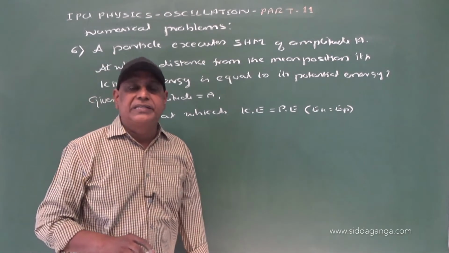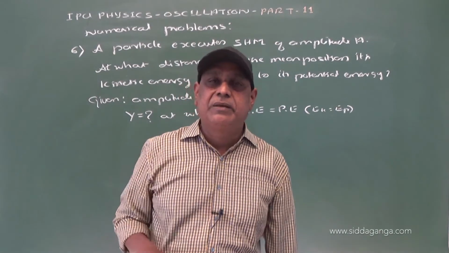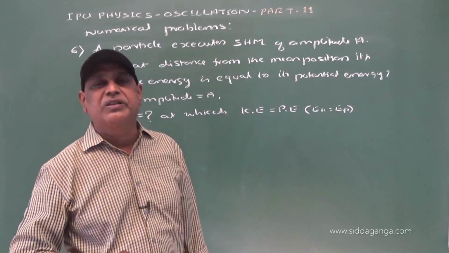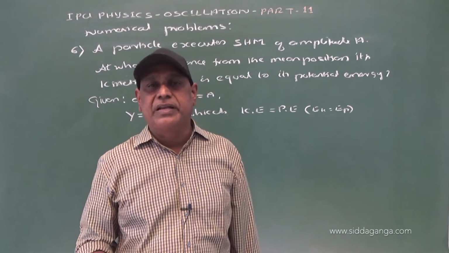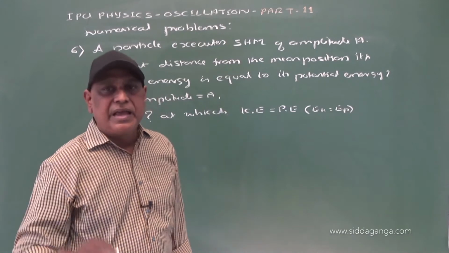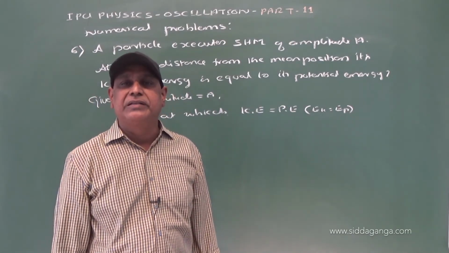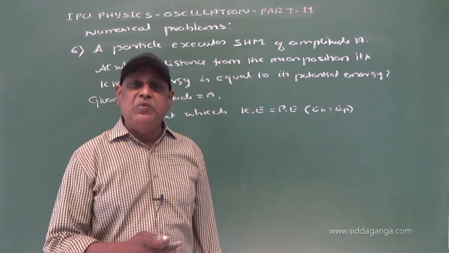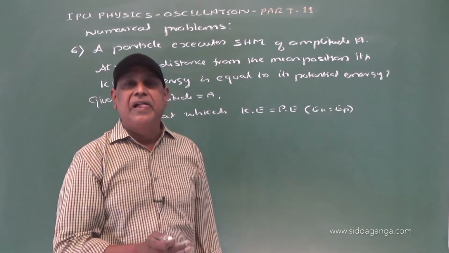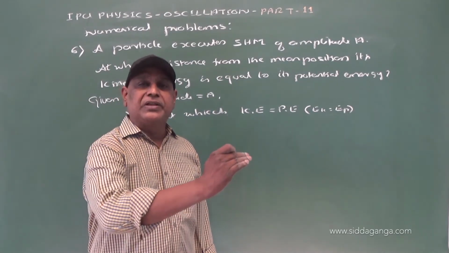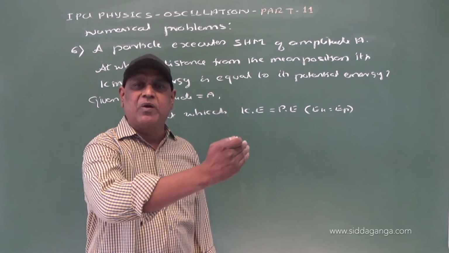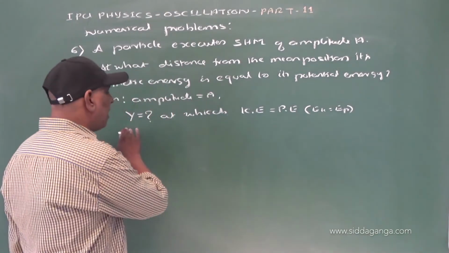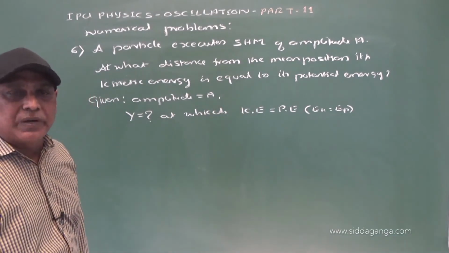We know that when a particle is executing simple harmonic motion, the total energy remains the same, but the kinetic energy and potential energy change. According to the law of conservation of energy, energy can neither be created nor destroyed. It can be changed from one form into another. At mean position, kinetic energy is maximum and potential energy is 0. At extreme position, potential energy is maximum and kinetic energy is 0. As it moves from the mean position towards the extreme position, kinetic energy keeps decreasing and potential energy keeps increasing. At a certain displacement, kinetic energy becomes equal to potential energy. So we need to find at what distance that happens.